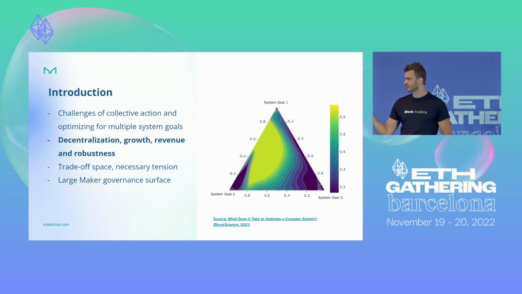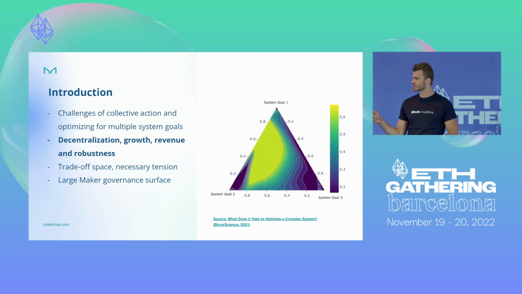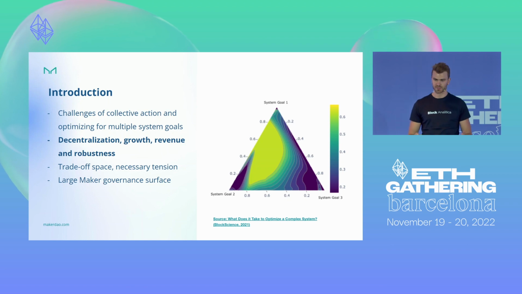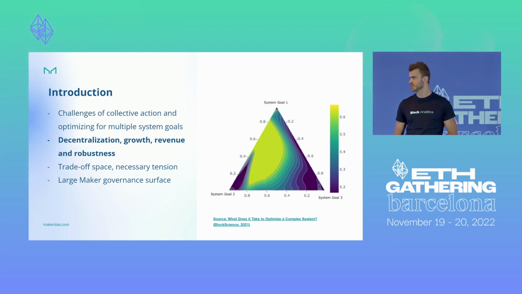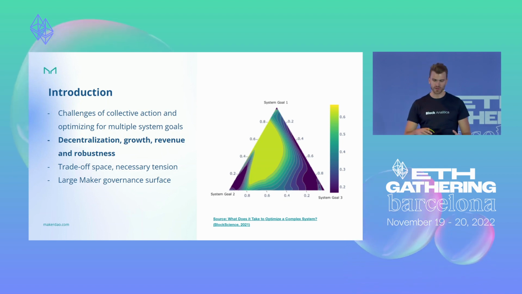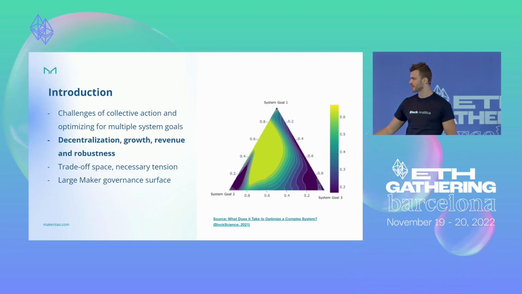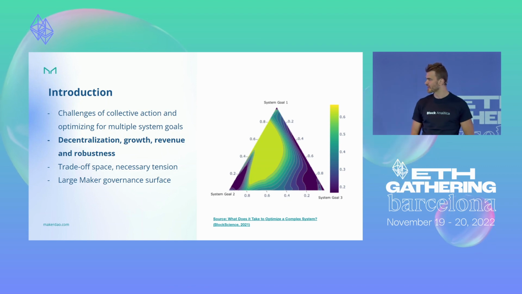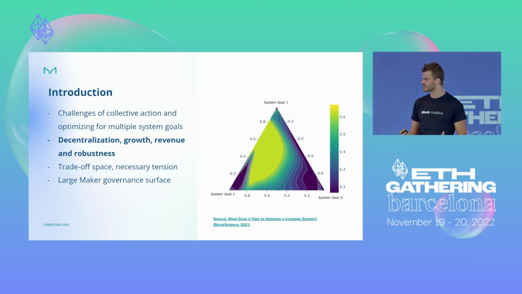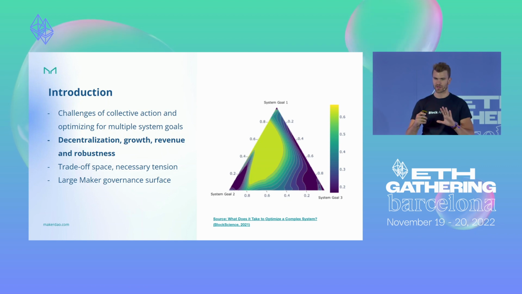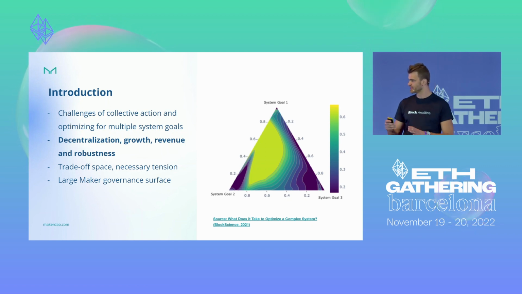We are optimizing for these goals simultaneously, and there's this trade-off space. There's also necessary tension between all these goals, and we're always trying to somehow manage that. Here on the right, we have this visualized: we have certain system goals, and we're trying to optimize this space.